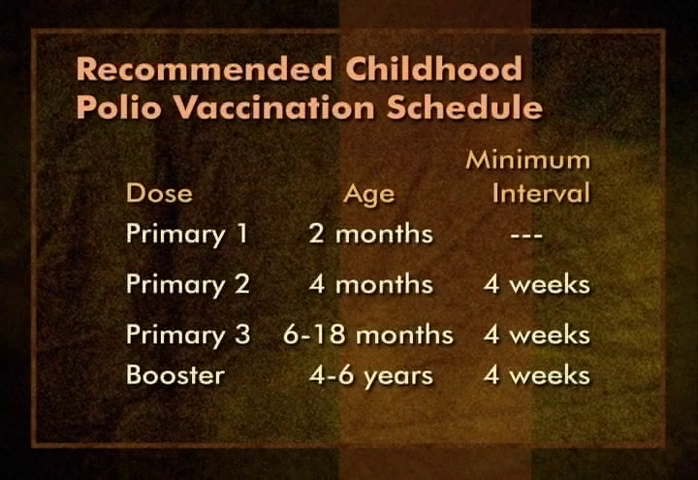If an accelerated schedule is needed, the current minimum interval between all four doses of IPV in the series is 4 weeks. These minimum intervals are being discussed by ACIP and could change in the future.